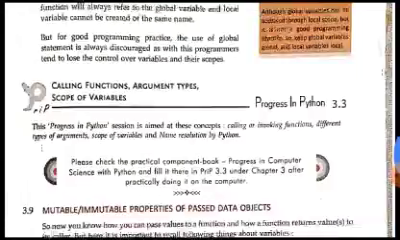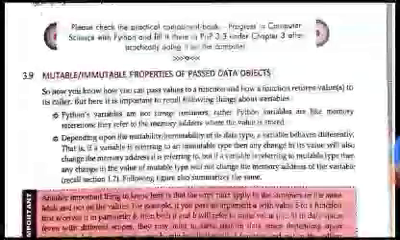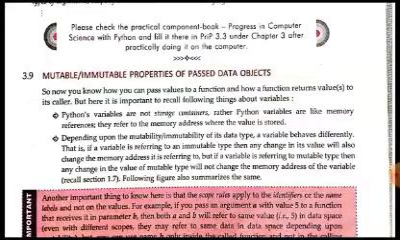Okay. Now the next topic is about calling of functions, how we can pass mutable and immutable properties of passed data objects. So this topic we have already discussed. Okay, we have seen how we can pass lists and strings to the functions, how we can pass numbers to the functions. Okay, only two data objects are remaining, tuples and dictionaries, that I will discuss in the next video. And then you can study the remaining topics from the book.